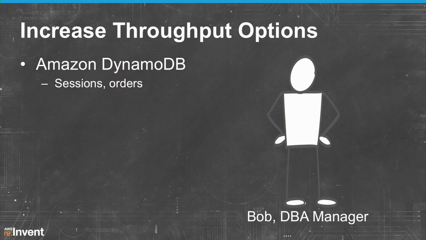Another option is leveraging different databases. We have relational databases, and we also have NoSQL databases. Our managed NoSQL database, Amazon DynamoDB, can be a perfect candidate to move some of these hot tables that you may have. So Bob may decide to move some of the session state information that's just sitting on the relational database, and move these tables out of the relational database into DynamoDB.